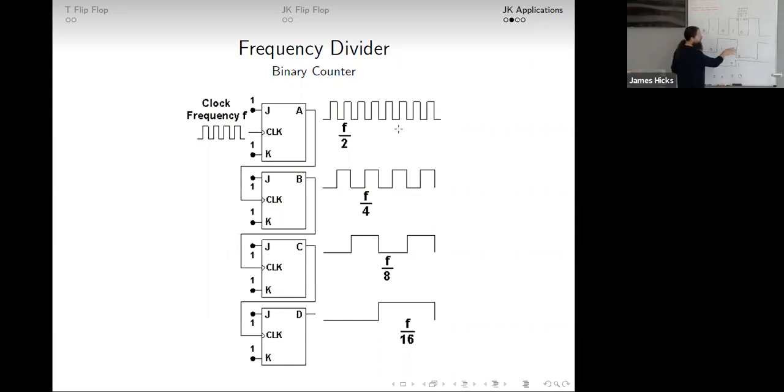So toggle flip-flops built using a JK flip-flop, 4 of those, are implementing a binary counter. How high does this count? 1, 1, 1, 1, whatever that is. That is binary. You count 16 spots, from 0 to 15.